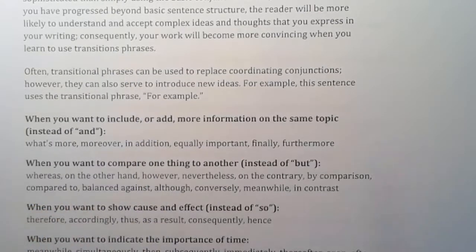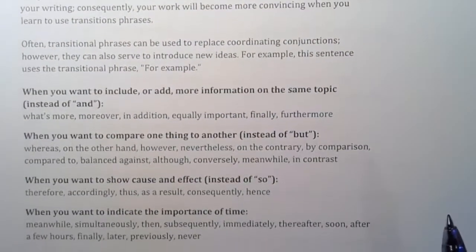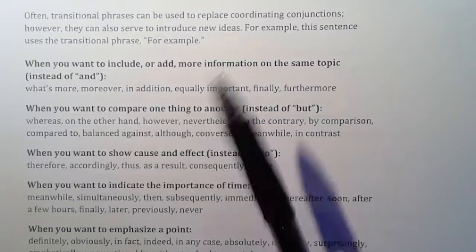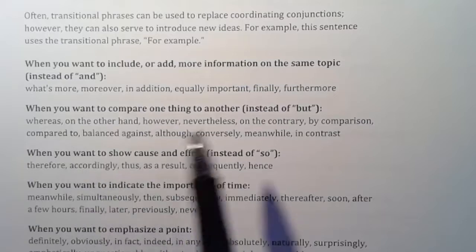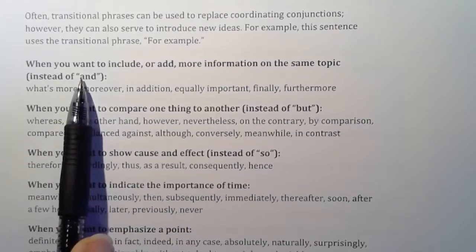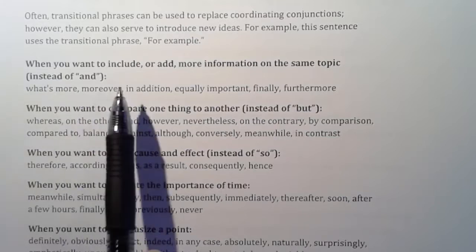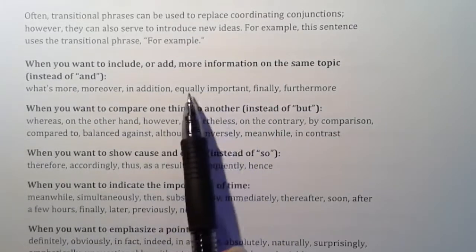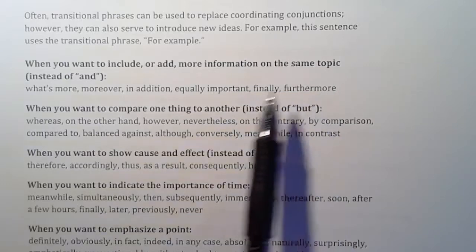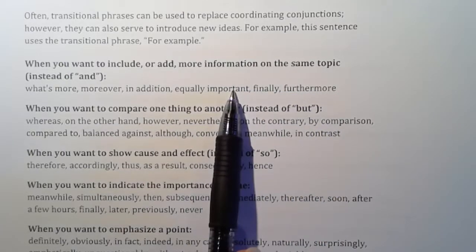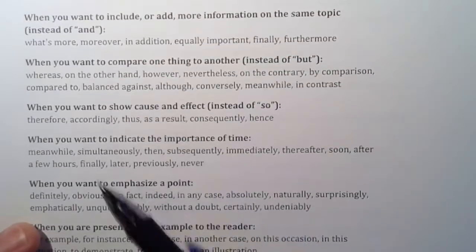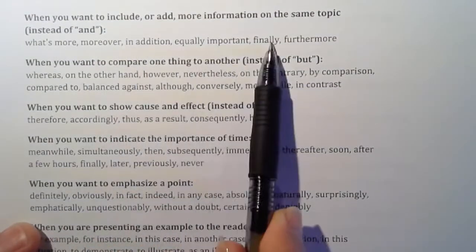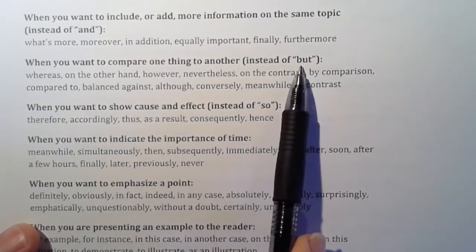So what are transition phrases? Let's have a look at these. They can quite often be used to replace coordinating conjunctions. Words like and, but, and so, we can trade them out. For example, instead of and, we might say something like what's more, or moreover, or in addition, equally important, finally, furthermore. And these signal to the reader that we have a command of vocabulary and sentence structure. So it's a win-win. So and is used for additional information, but use it as a conjunction.